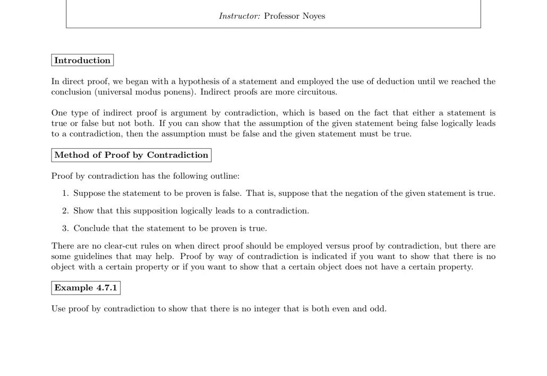So we need a method for our proof by contradiction. Number one, we're going to suppose the statement to be proven is false. That is, we're going to suppose that the negation of the statement is true. Then we're going to show that this supposition logically leads to a contradiction, and then we will conclude that the statement to be proven is true.